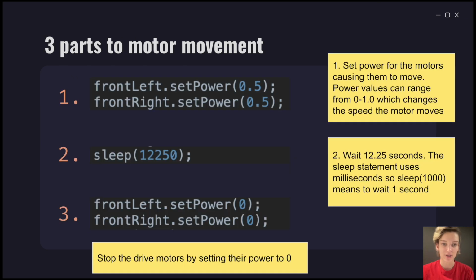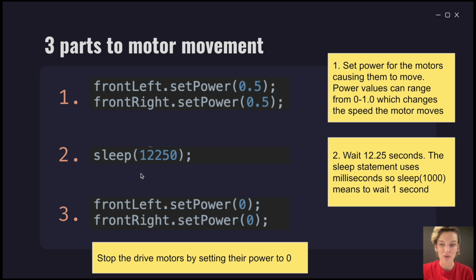So there's 3 parts to motor movement. Part 1, you have to set the power to something. So you set the power for motors causing them to move. The power values can range from 0 to 1.0, which changes the speed at which the motor moves. If I set the motor to have a speed of 1.0 here instead of 0.5, the robot would move a lot faster. Then we wait 12.25 seconds in this second step.